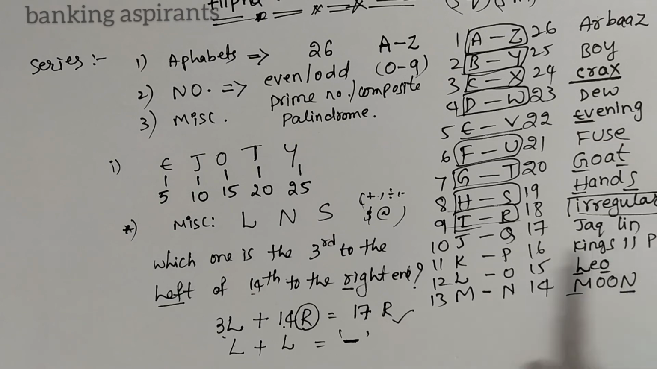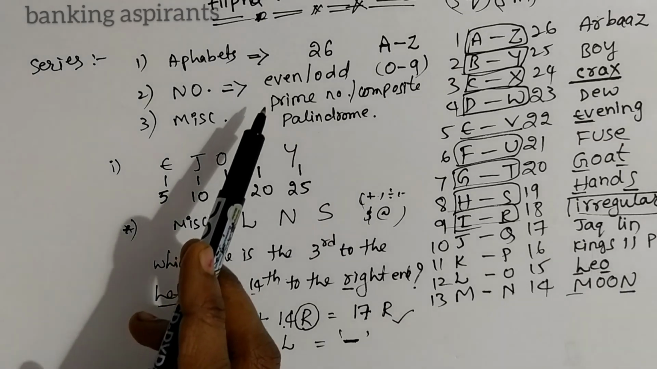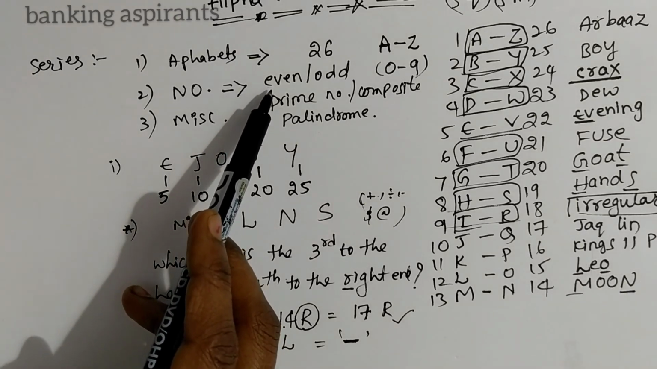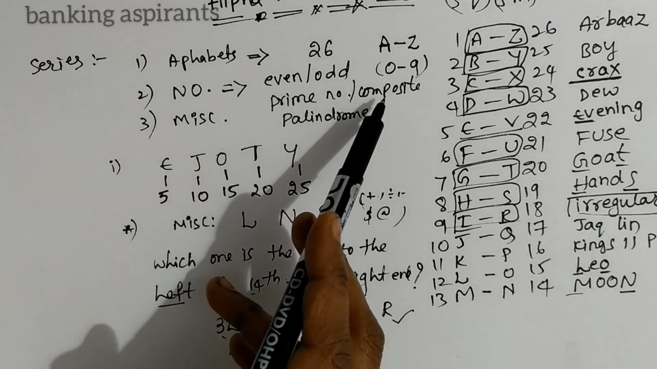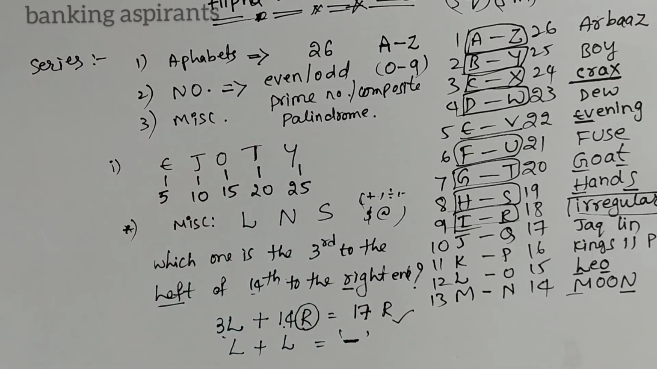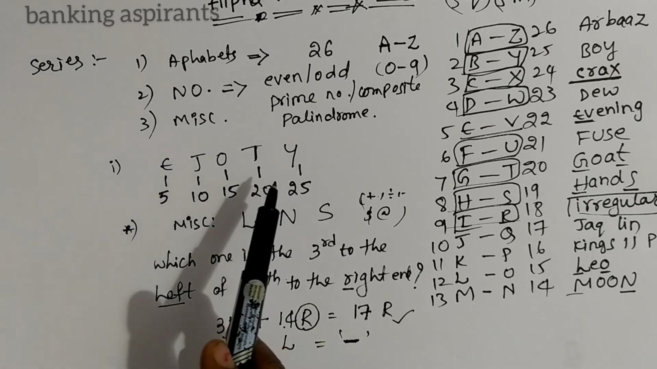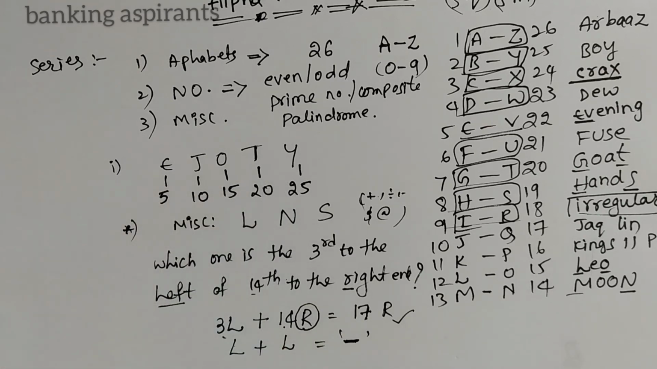Now coming to numbers, we should learn even numbers, odd numbers, prime numbers, composite numbers, palindrome. We should learn the position values of alphabets in both forward and backward direction, and EJOT. Don't forget this. These are the basics of alphanumeric series. In the upcoming section, we'll discuss different types of questions of alphanumeric series.